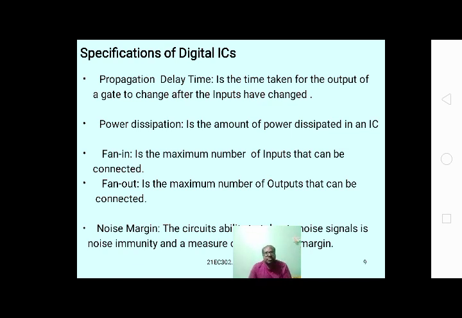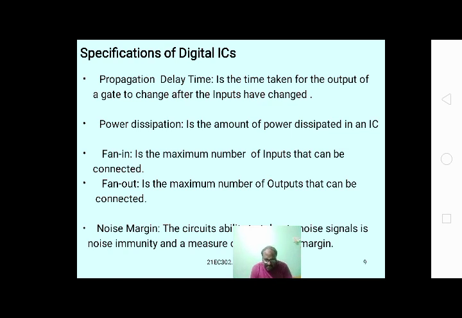Once again, propagation delay time. The speed of a digital circuit is termed as the propagation delay time. It is the time taken for the output of a gate to change after the circuit inputs have changed.